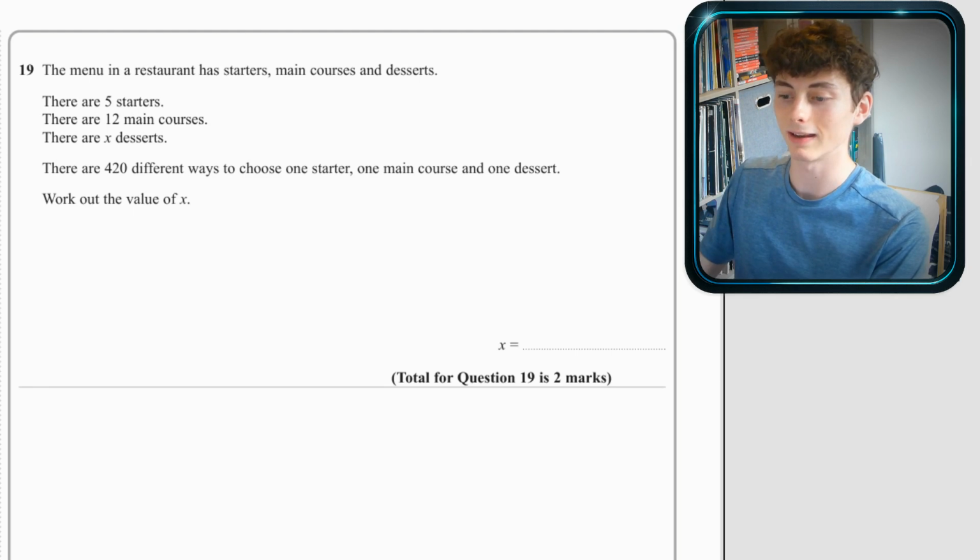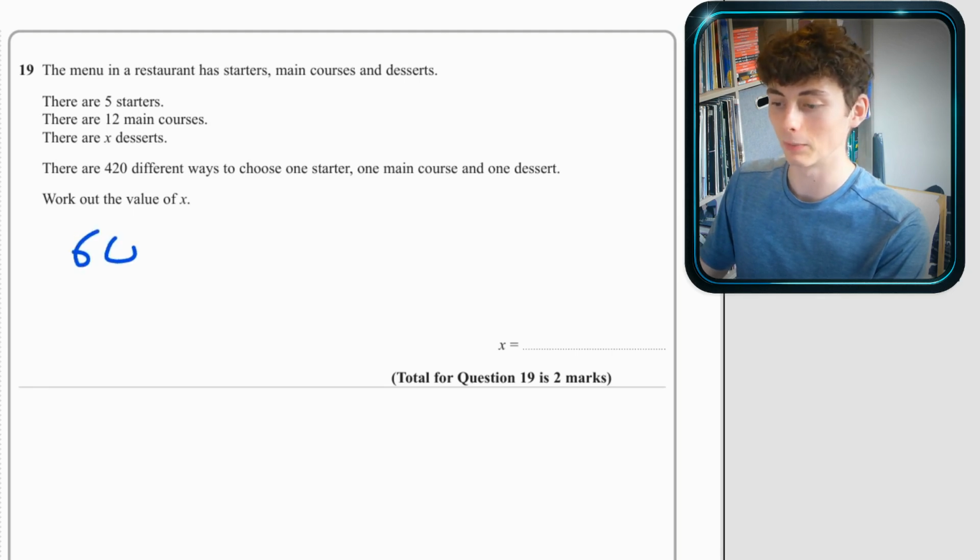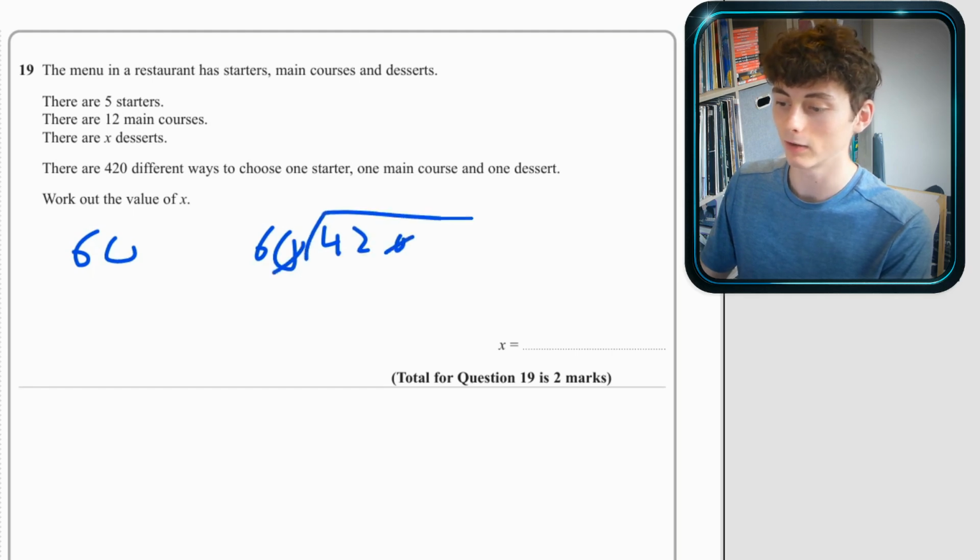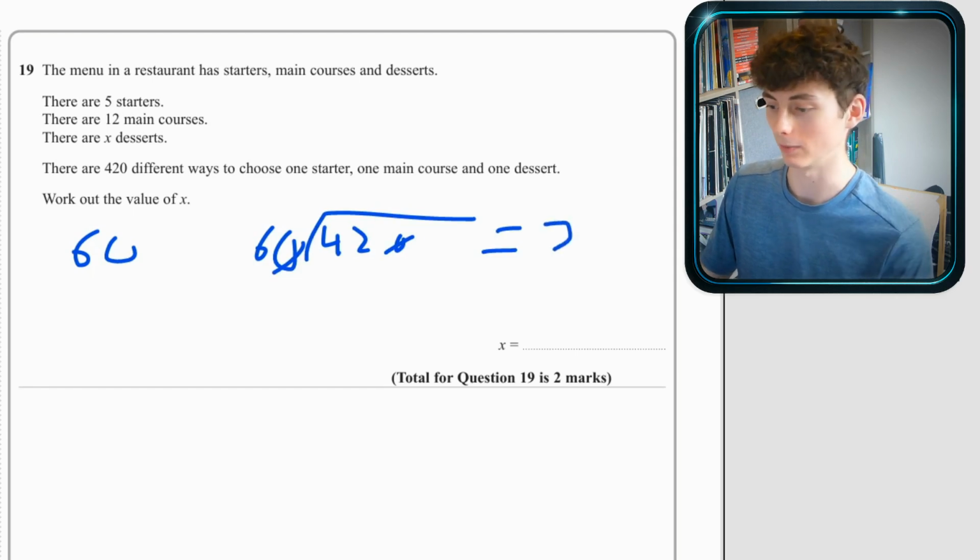So the way you do this is it's 5 times 12 times X equals 420. So we can do 5 times 12 and that gives us 60. So then we just do 420 divided by 60. So shove it in on a bus stop, 420. First, we can just cancel the zeros anyway. So that's 42 divided by 6, and that gives us 7. So that's an easy one, that's just 7.